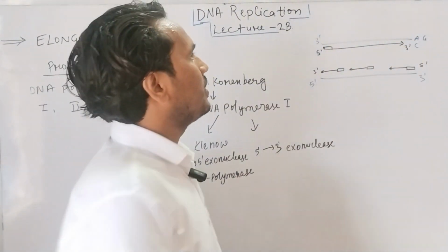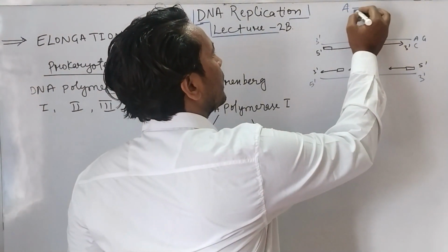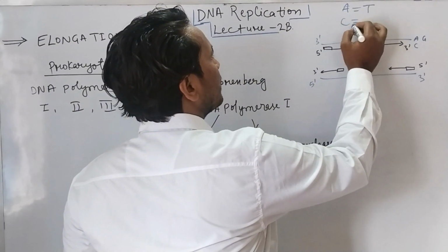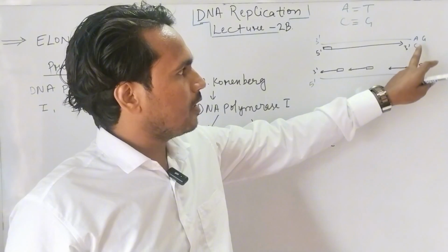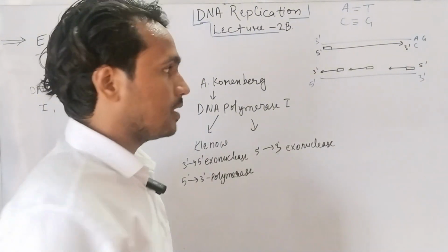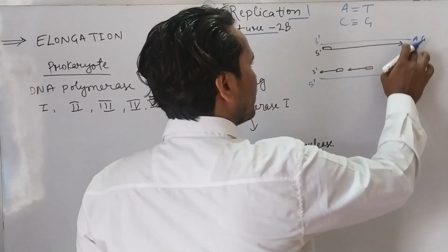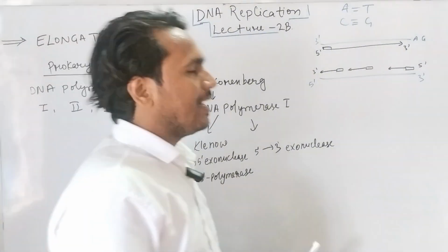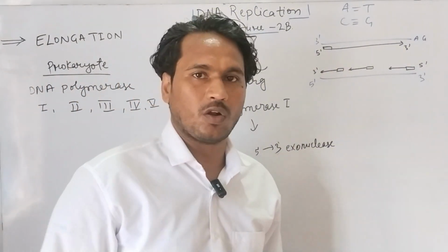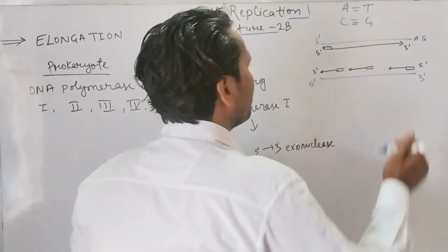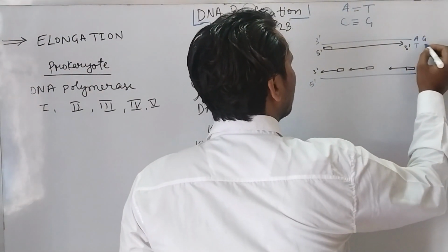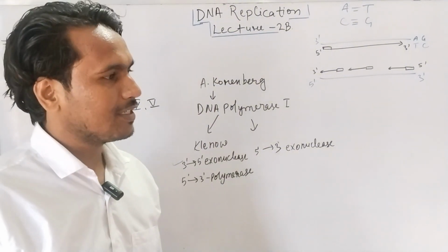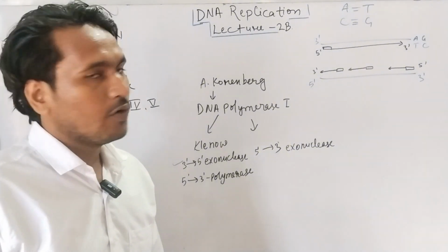So adenine will be binding with the T, and cytosine is binding with the guanine. This adenine is binding with the T, but here it is cytosine. So this cytosine has to be removed, and this immediate nucleotide will be removed by the 3' to 5' exonuclease activity. It means it is checking the proof whether it is correct or not. It will remove this C and add T, and then add C here. This is the way by which it does the proofreading activity.